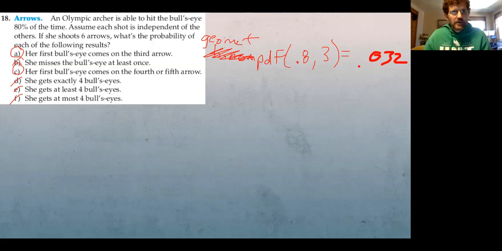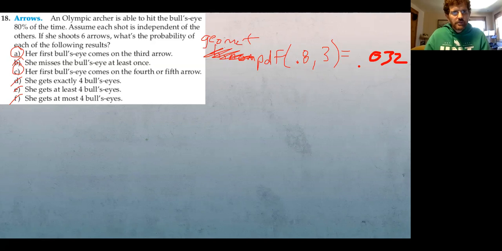Okay, now the first bullseye comes on the fourth or the fifth arrow. The first thing I'm going to say about this is keep in mind these are all mutually exclusive probabilities. You can't have the first one be the first one, and the second, and the third. It's only going to be one of those. So when we find the geometric PDF of 1, 2, 3, 4, 5, those are all mutually exclusive and we can add them.